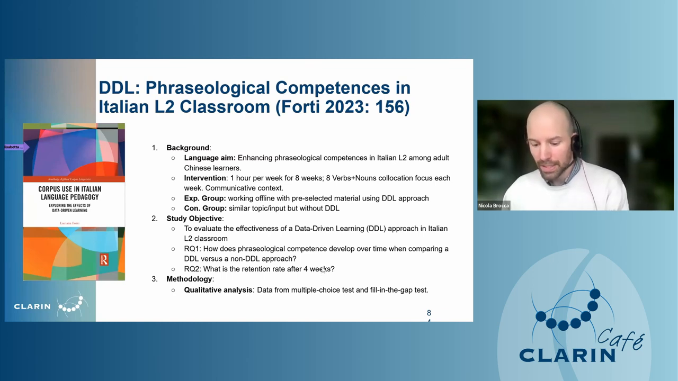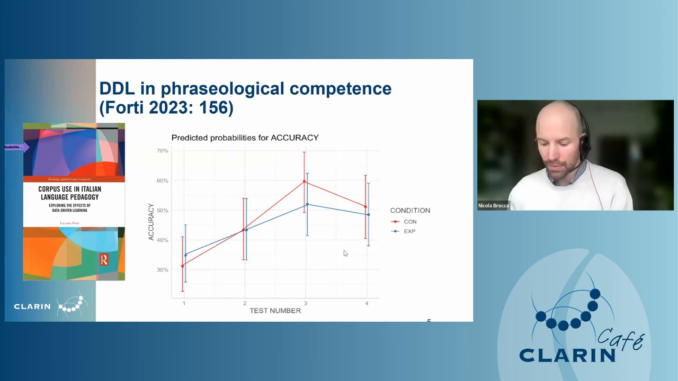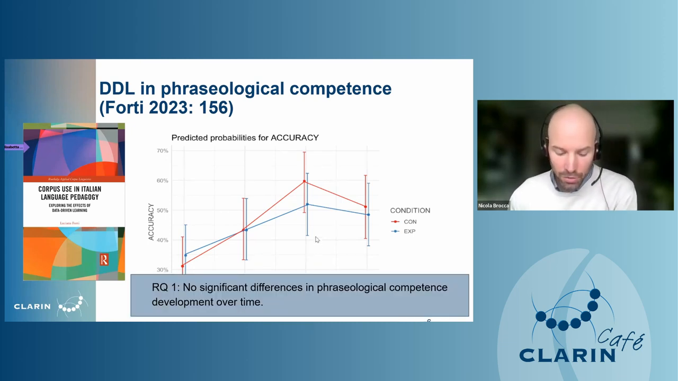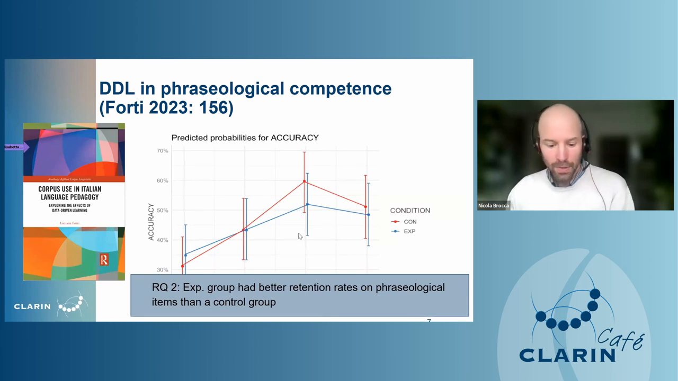The groups were tested before, during, directly after the intervention, and finally 4 weeks after the end of the lessons. This figure shows the progression in the acquisition of phraseological items. The control group and experimental group don't show any significant difference at any time of the test. However, the experimental group demonstrated better retention rates on the phraseological items compared to the control group.